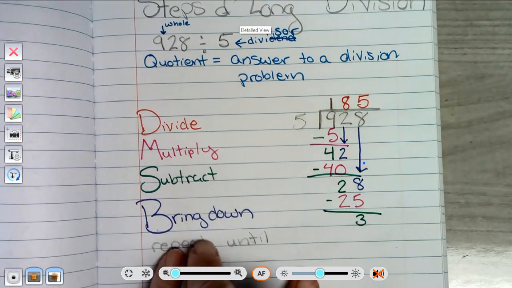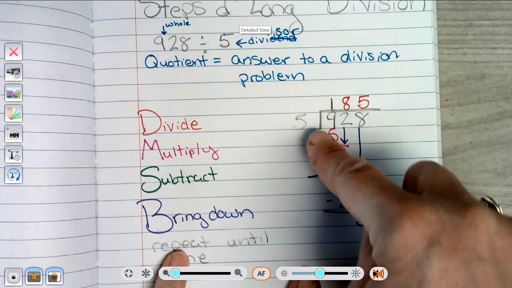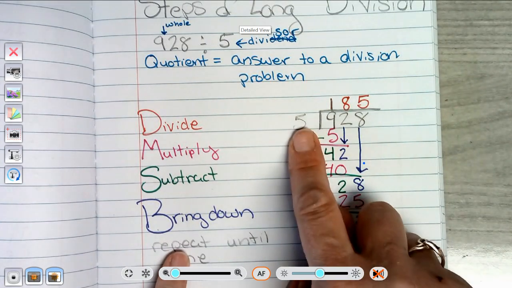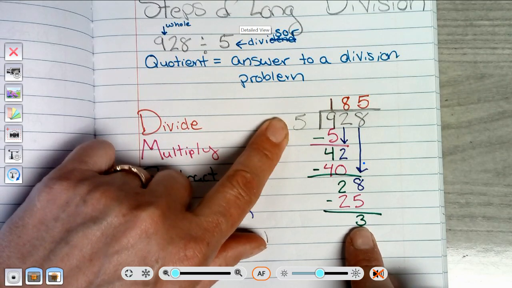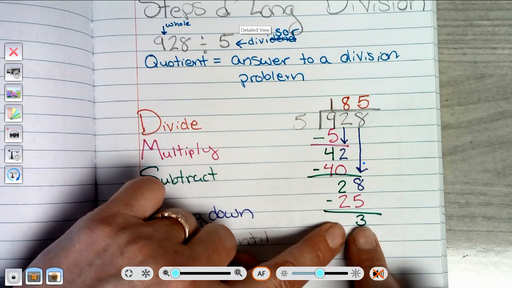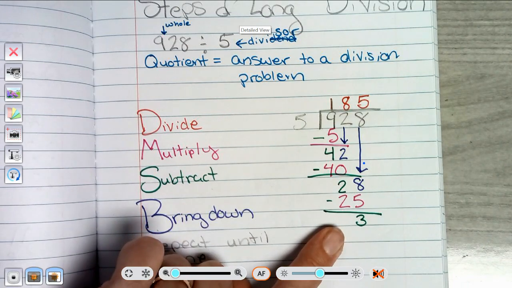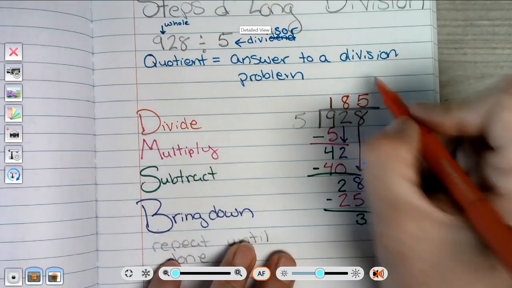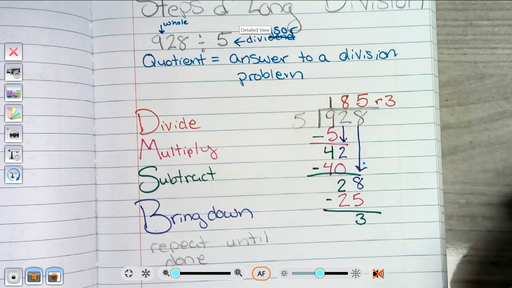Okay, and then it says bring down, but look, I have nobody else to bring down. And then I ask myself, is 5 bigger than 3? Because if this number would have ended up bigger than 5, then I know that my division wasn't done correctly. So that becomes my remainder. I had 3 as a remainder. So my total answer was 185, remainder 3.